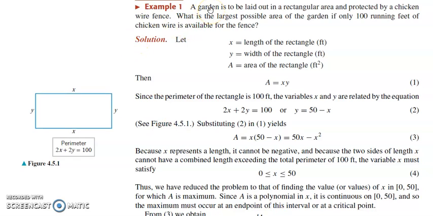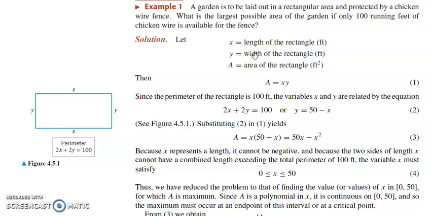So the first example is a garden is to be laid out in a rectangular area and protected by a chicken wire fence. What is the largest possible area of the garden if only 100 running feet of chicken wire is available for the fence? So here you need to lay down a rectangular area. You need to form a fence which is in the rectangular shape, and the length of the wire which is available is 100 running feet.